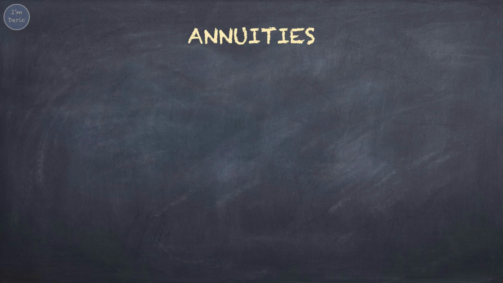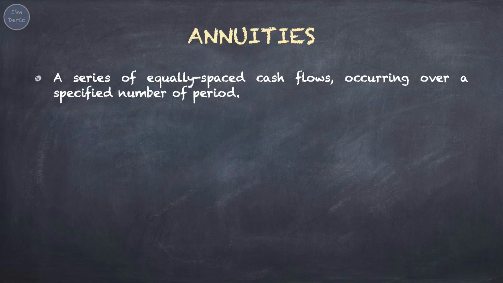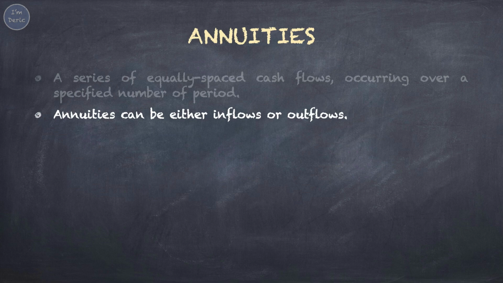Now let's look at the second pattern, annuities. Annuity is a series of equally spaced cash flows, occurring over a specified number of periods. That means, the same amount of cash flows will be repeating. Annuities can be either inflows or outflows.